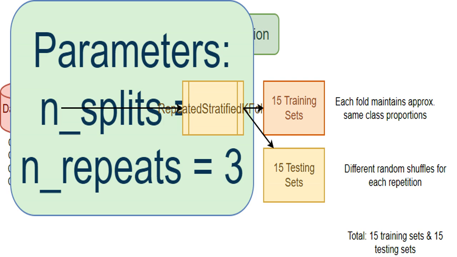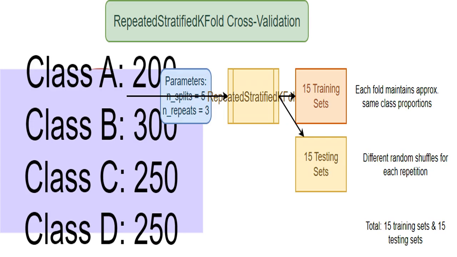Repeated stratified K-fold is a cross-validation technique from scikit-learn. It's designed for datasets with class imbalance, such as this one. The repeated part means the cross-validation process is repeated multiple times with different data shuffles. The stratified part means that the class distribution is maintained in each fold. It's a very smart way to handle imbalanced data and get a more reliable evaluation of your machine learning model.